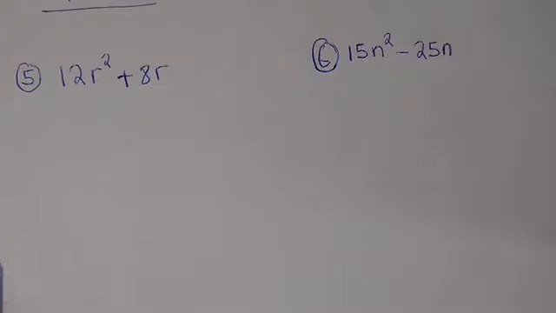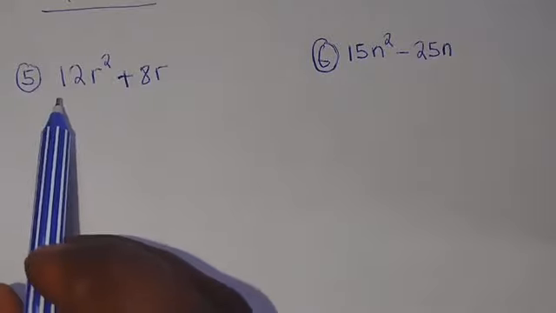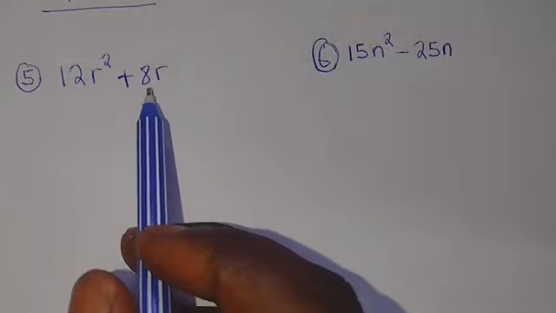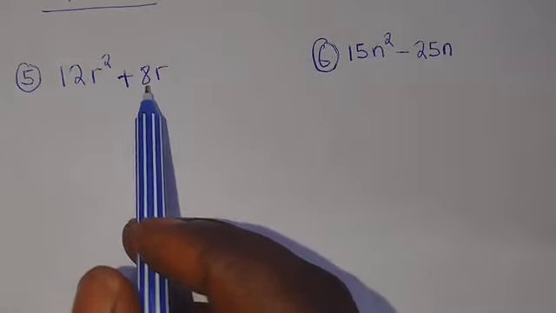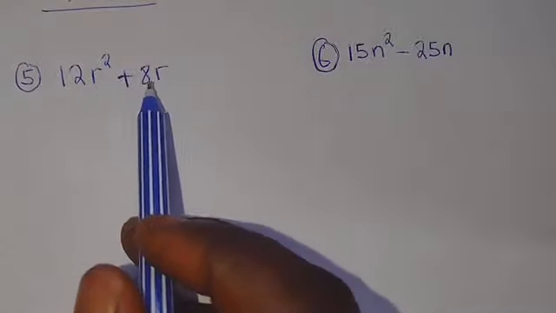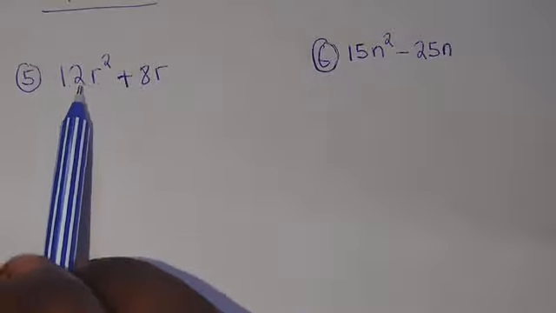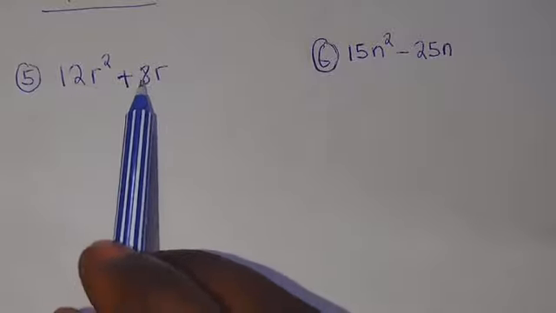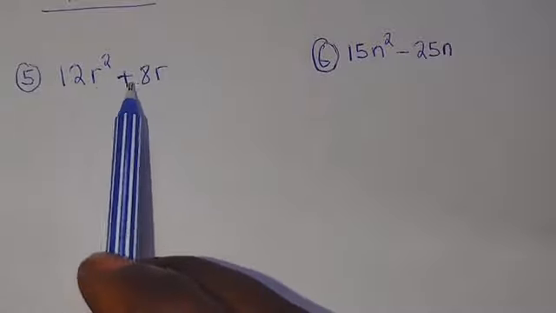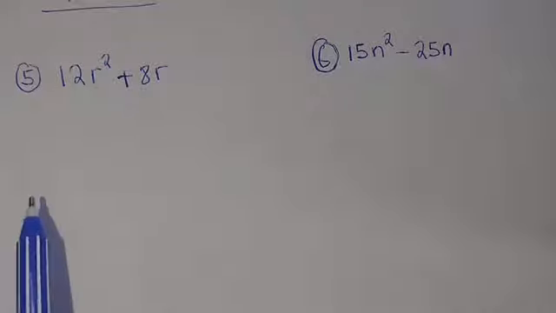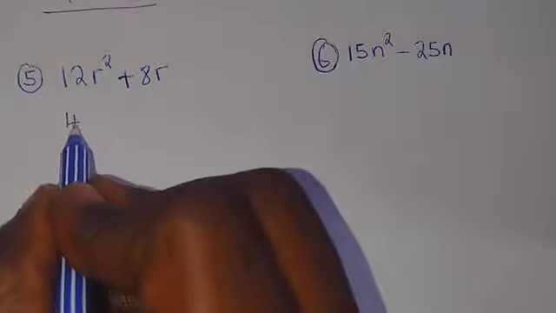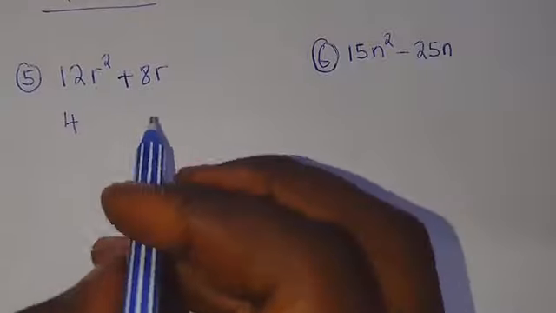Right, so we now come to our question 5. Factorize 12r squared plus 8r. So here we have 12, here we have 8. In terms of the letters, we have r, even here we have r. So first we look at the numbers. What is the highest common factor of 12 and 8? The biggest number that can go into 12 and 8 without leaving any remainder, that's the highest common factor, of which this number is a 4.